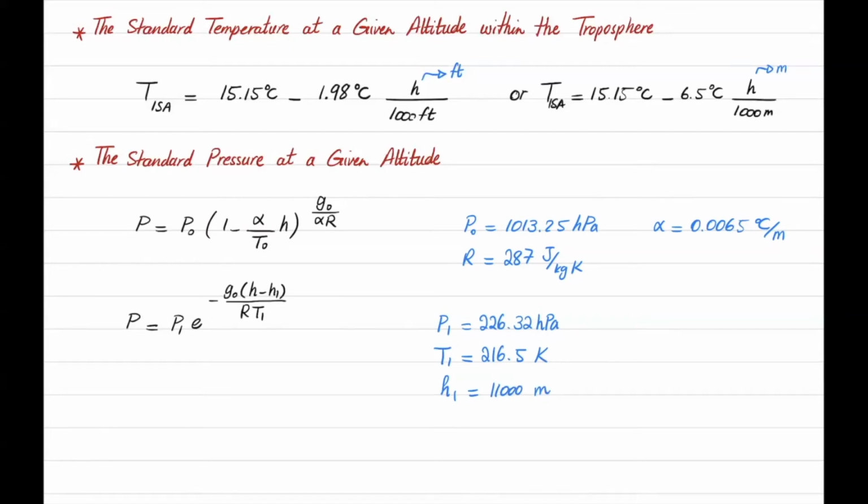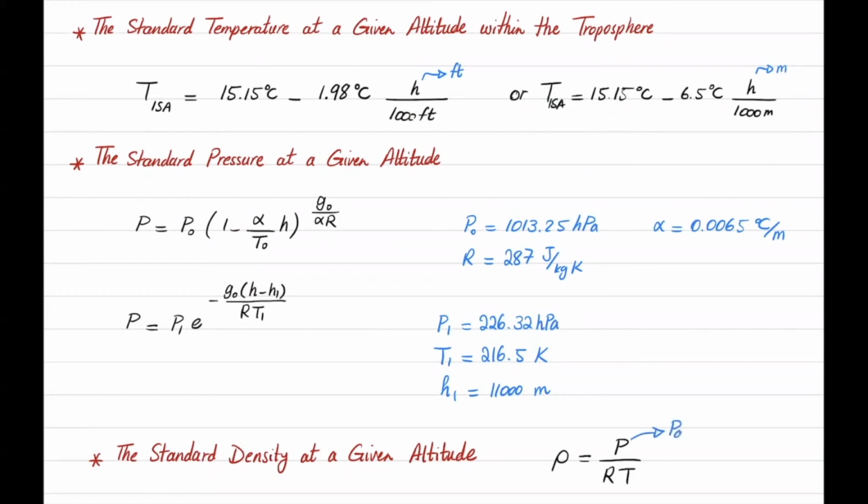We know that the height of the tropopause is equal to 11 kilometers. And finally, the standard density is always obtained using the ideal gas law, where rho is equal to pressure divided by the gas constant times the temperature, where here pressure is in Pascal and temperature is in Kelvin. And R, the gas constant, is the same as this value here.